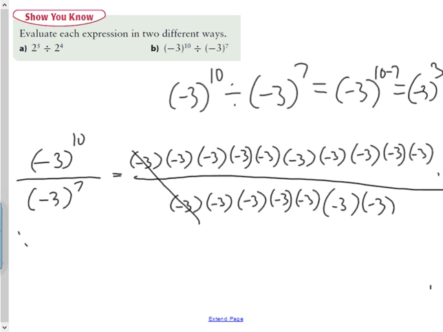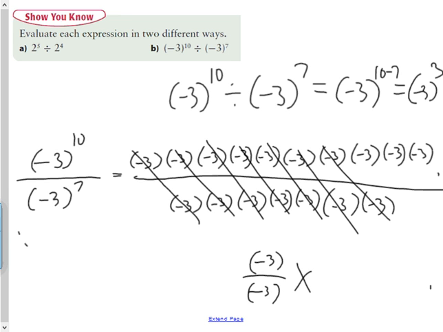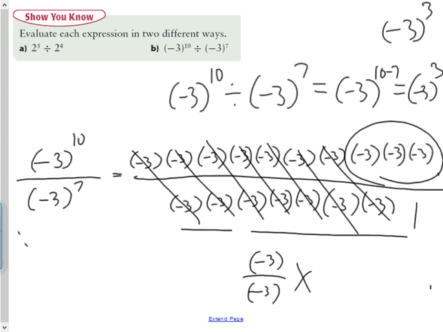And each one of these, negative 3 over negative 3, just like I showed you when I broke it into something that looks like this, would actually be the same thing as 1. So each of these I can cross out because I can think of them as making 1. And I'd be left with just negative 3 multiplied by itself 3 times over 1, or just negative 3 cubed. That would be my answer. So when I prove why it works, I have to break it down kind of like that. So the answer for that is this.